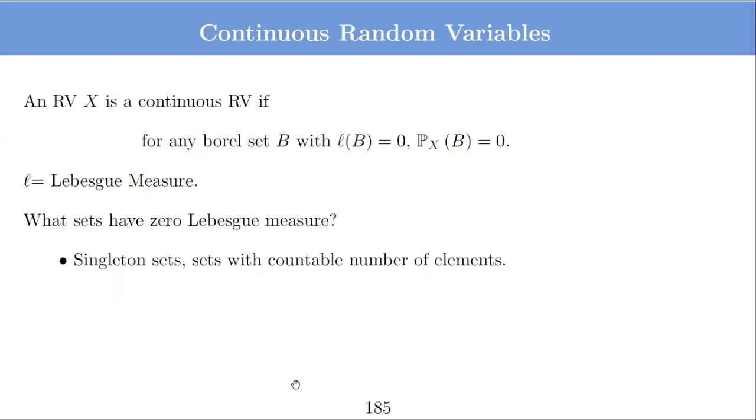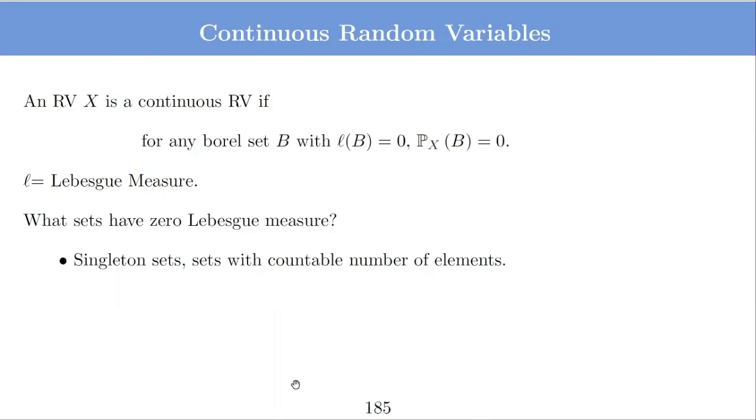What are these sets which have 0 measure? Of course, the singleton sets have 0 measure. Sets with a countable number of elements also have 0 measure. To prove that a random variable is continuous, you have to prove that the probability law of any Borel set of 0 Lebesgue measure is 0. So in general, the CDF is continuous with respect to the Lebesgue measure, or the probability law is continuous with respect to the Lebesgue measure.